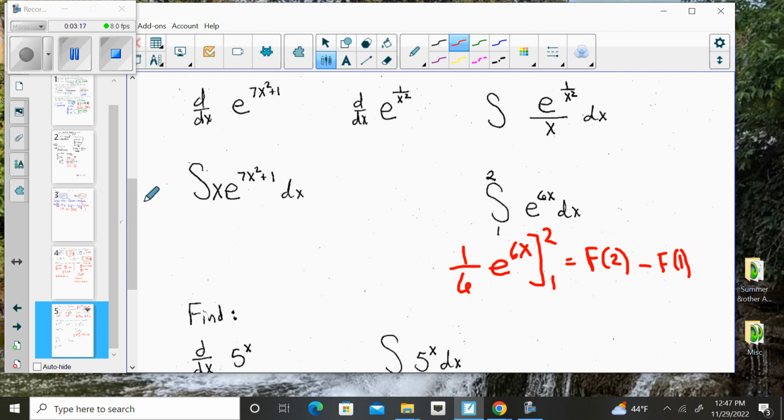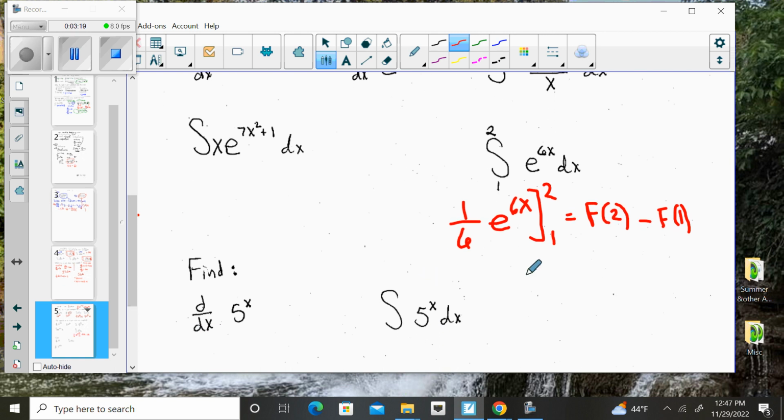So we're going to plug in, and we are going to get 1/6. I'm going to leave that out in front as I plug 2 in for x. So we get e to the 12th minus e to the 6th, and I hope you know you cannot just subtract the 6 and the 12 and end with e to the 6th. These do not combine, and that's your final answer. So this one was really not more difficult.